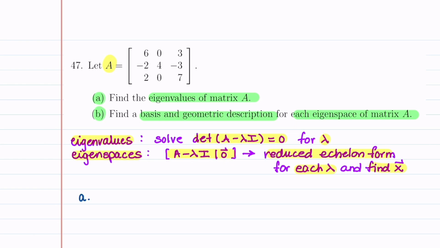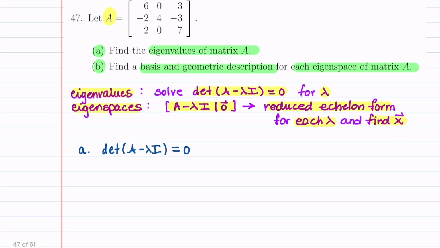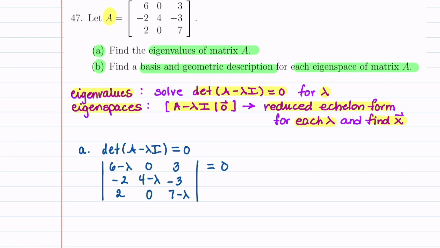So for part A, we're going to start by taking determinant A minus lambda I equal to 0. We have the determinant of 6 minus lambda, minus 2, 2. So we're basically just subtracting lambda off the main diagonal. That's what it means when we have A minus lambda I. And then we have a 3, a minus 3, and 7 minus lambda. And we're going to set that equal to 0.